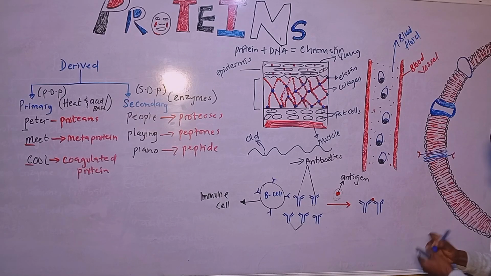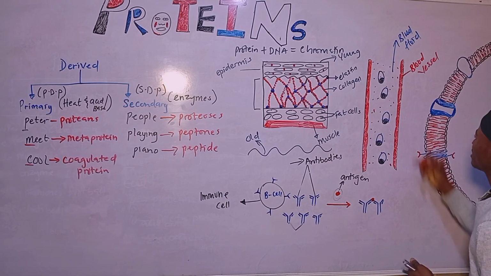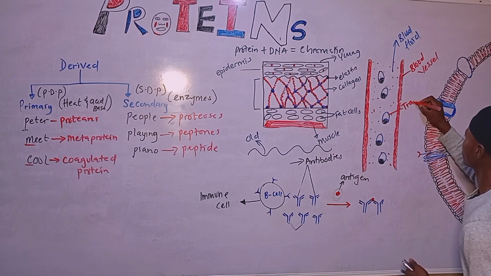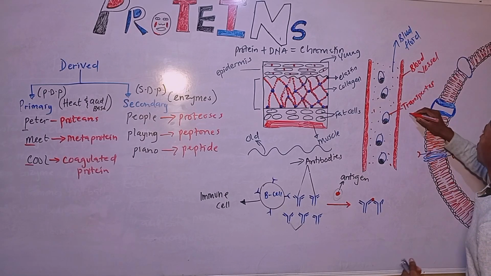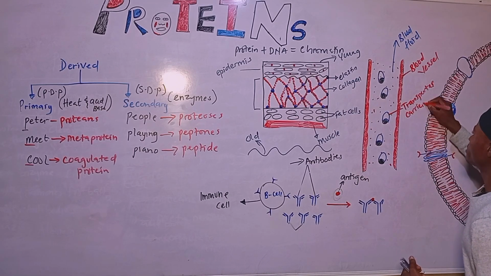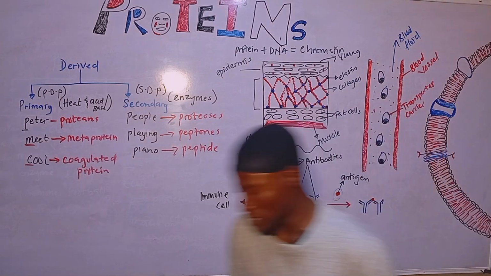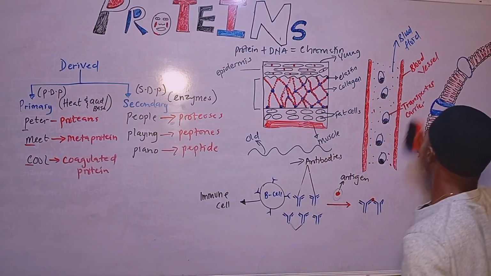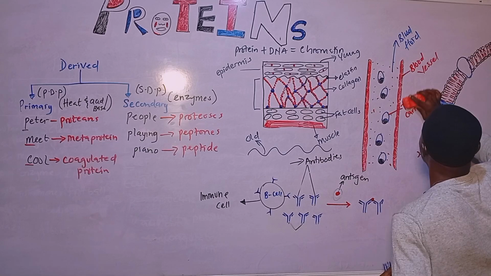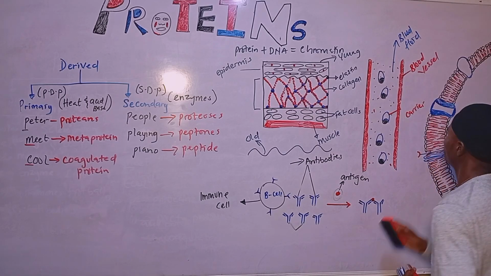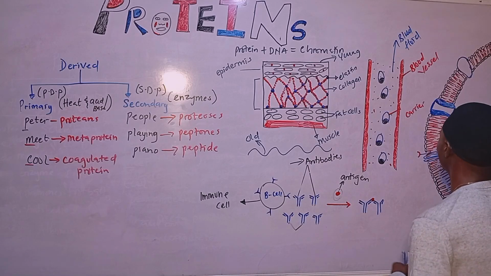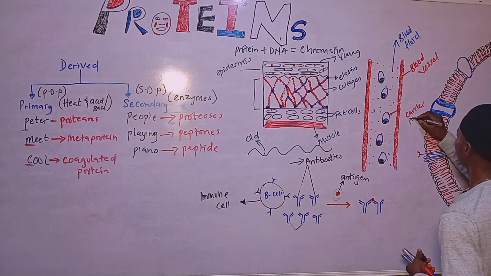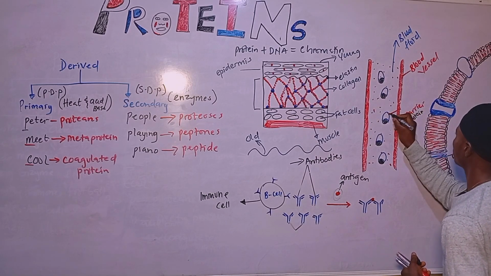Now what you are seeing here is a special type of transporters, or let me call it carrier protein instead of transporter, because transporter is actually used for membrane proteins. But in this case, we are talking about blood. Since we are referring to blood, I'm going to use carrier. I'm going to use that as carrier protein.